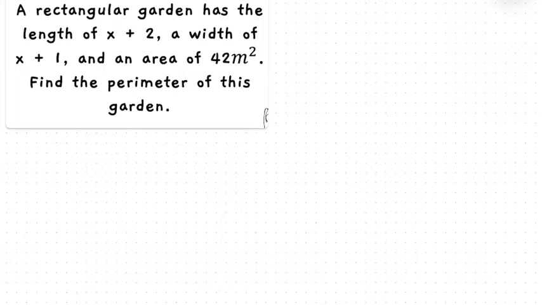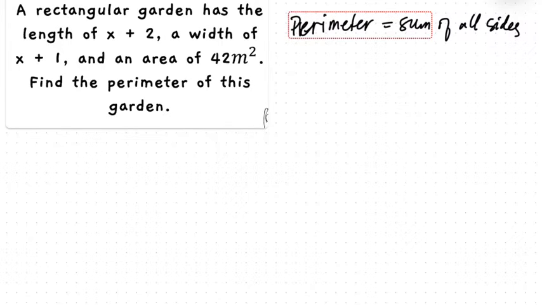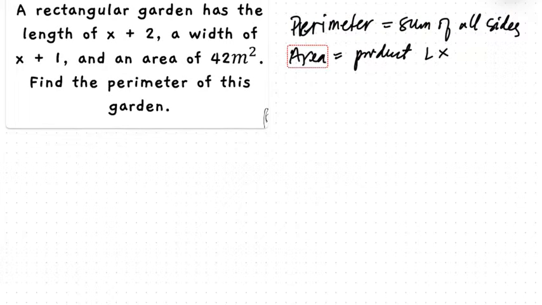In order for us to find the perimeter, remember mga anak, perimeter is the sum of all sides. Okay? At ang area naman natin, yan po yung product ng length times width. So, magkaiba po yan ha, si area tsaka si perimeter. Perimeter, sum of all sides. Tapos yung area natin is what we get when we multiply the two dimensions with each other.